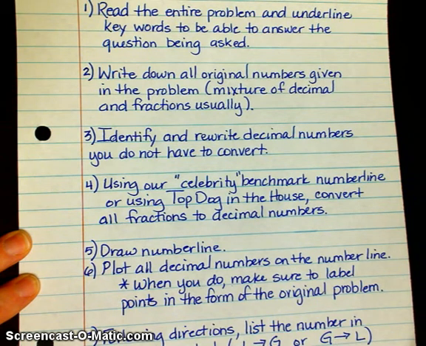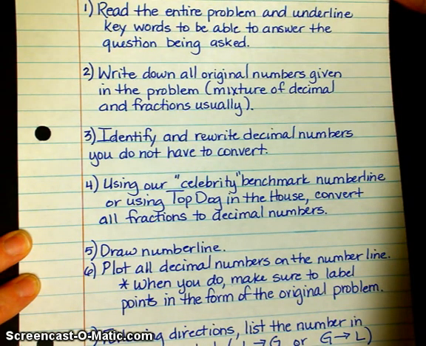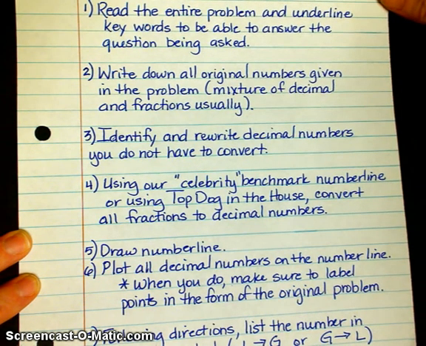Then the third thing you'll have to do is identify and rewrite any decimal numbers that you don't have to convert, because remember, the whole point of this is to order and compare them, and the easiest way to do so is to convert all the numbers to decimals. We don't want to do fractions, we want to do decimals. So rewrite the decimal numbers that you've already been given, because you know you don't have to do anything to them. Then you'll know exactly which ones you do have to convert.